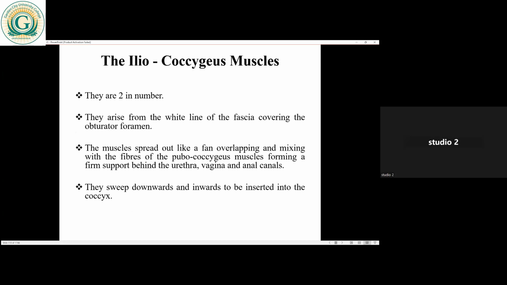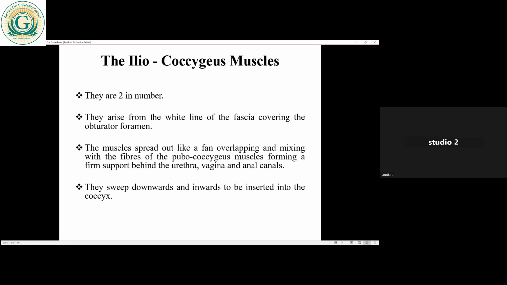They arise from the white line of the fascia covering the obturator foramen. The muscles spread out like a fan, overlapping and mixing with the fibers of pubococcygeus. So they mix with the pubococcygeus muscles, forming a firm support behind the urethra, vagina, and anal canal. They sweep downwards and inwards and are inserted into the coccyx. So you see what we are saying is that iliococcygeus and pubococcygeus support the vagina, support the anus, and support the urethra. These are very, very important.